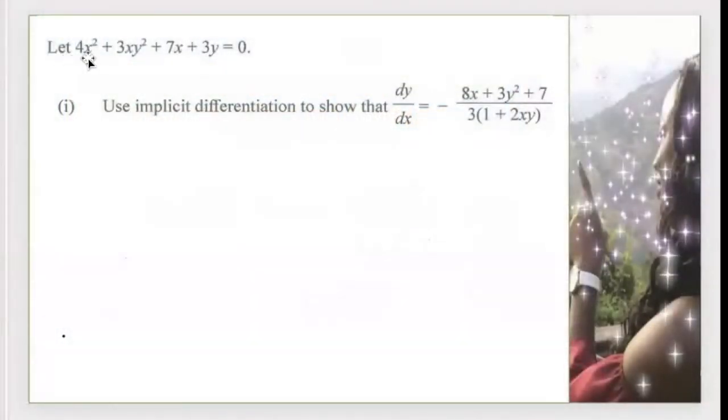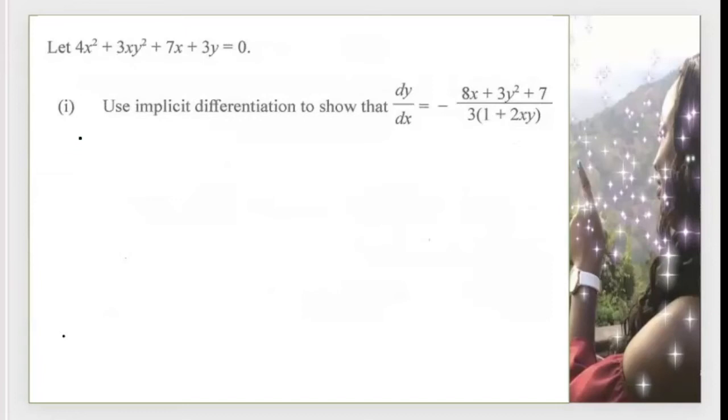Let 4x squared plus 3xy squared plus 7x plus 3y equal 0. Use implicit differentiation to show that the derivative is equal to negative (8x plus 3y squared plus 7) all over 3(1 plus 2xy). Now this question is coming from CAPE Unit 2, 2019 and 2015 past paper.